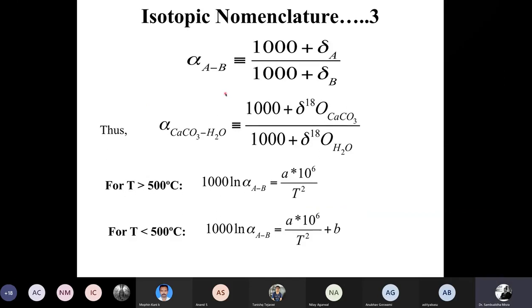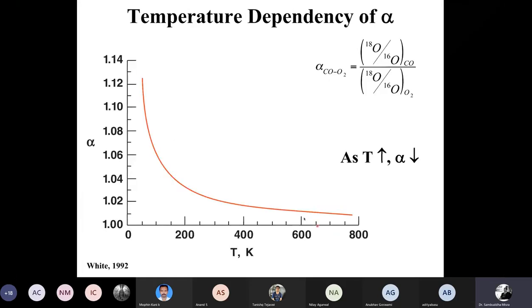Now, alpha can be expressed as this. There is no need to go into excruciating details of it. But one simple principle: for temperature greater than 500 degrees Celsius, 1000 ln alpha is 8 × 10⁶ divided by T squared, where T is in Kelvin. For temperature less than 500 degrees Celsius, 1000 ln alpha equals 8 × 10⁶ divided by T squared plus B. Above a particular temperature, we see this sort of relationship. Below a particular temperature, we see this sort of relationship.